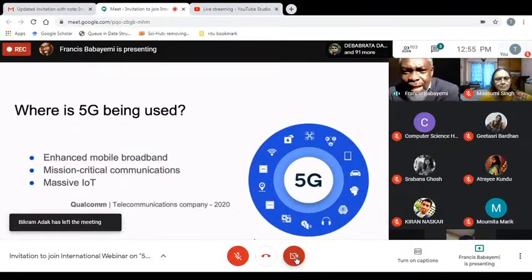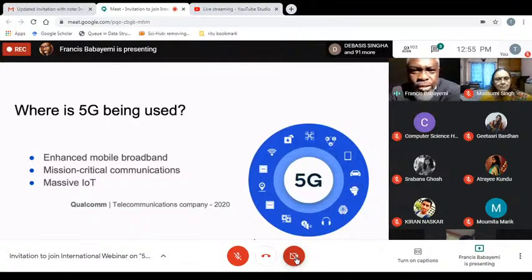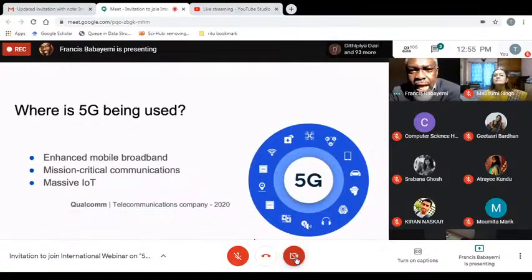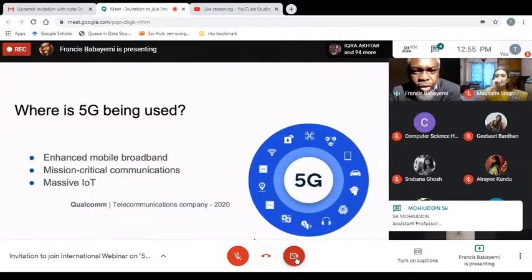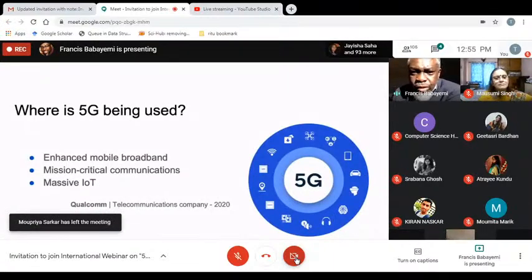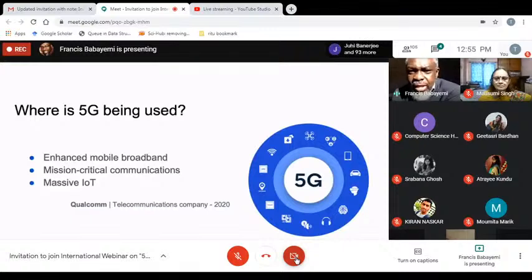The number one is enhanced mobile broadband. In addition to making our smartphones better, what we are seeing is 5G mobile technology will usher in new immersive experiences, such as VR and AR, with faster, more uniform data rate transfer, low latency, and lower cost per bit. Then mission critical communication. When we talk about mission critical communication, we are talking about services 5G can enable that can transform industry with ultra-reliable, low-latency, remote control type experience or deliverable.